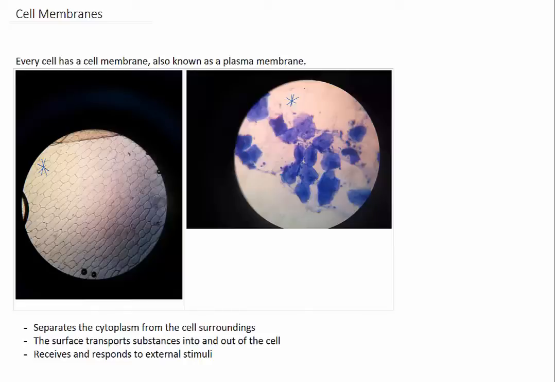The membrane separates the cytoplasm from the cell surroundings. The cell surface also transports substances into and out of the cell. The cell membrane also receives and responds to external stimuli, so it's a very important structure in a cell, particularly in the transport and regulation of substances coming into and out of the cell. Inside of a eukaryotic cell, there are membranes that enclose the organelles. So there is a cell membrane that surrounds the cell itself, but then there's also a membrane which is made of a very similar structure surrounding membrane-bound organelles.